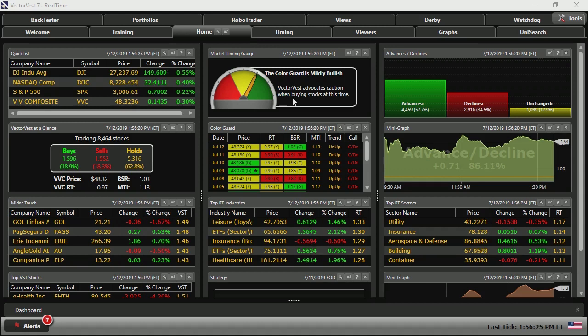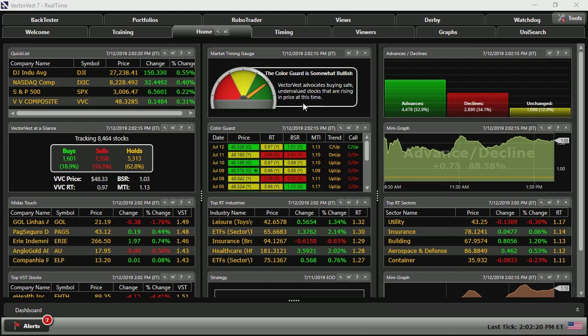VectorVest is also unique in the sense that we give a buy, hold, and sell rating on each stock every day. Also, we provide almost 8,500 stocks with a stop price each and every day, something you won't find anywhere else. We believe in buying rising stocks in rising markets and selling falling stocks in falling markets. But how do you know if the markets are rising? Well, here at VectorVest, we make it simple by putting it front and center each and every day.